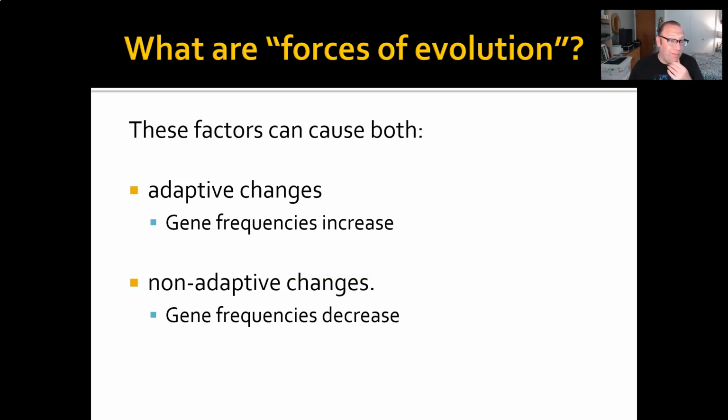Now, the factors that are causing those changes, the kinds of changes that they are, could either be adaptive, in which case a particular gene's frequency will increase, or they could be non-adaptive, in which case they'll either remain the same or go down.